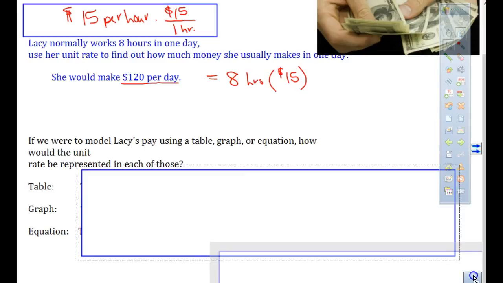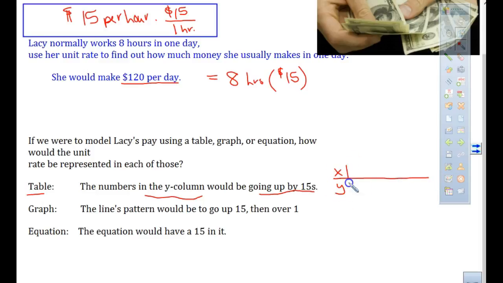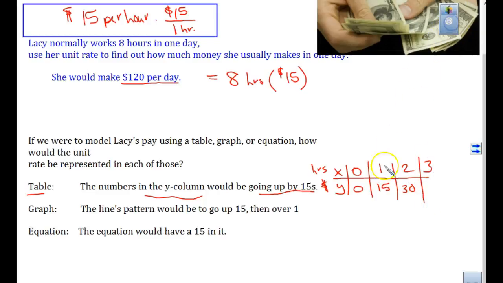When we look at a table, the numbers in the Y column seem to be going up by 15. That's how we would know in a table. And I want you to make a table right behind this. I want you to make an XY table where this is our hours and this is our pay in dollars. And at 0, we get paid 0. And after 1, it would have been 15. And at 2, it would have been 30. And at 3, and we could keep going and making that table, right?